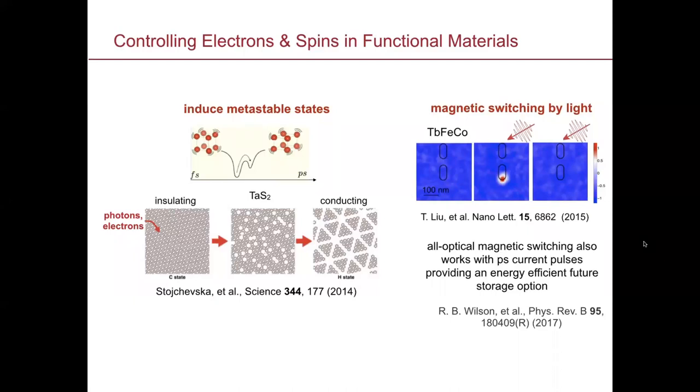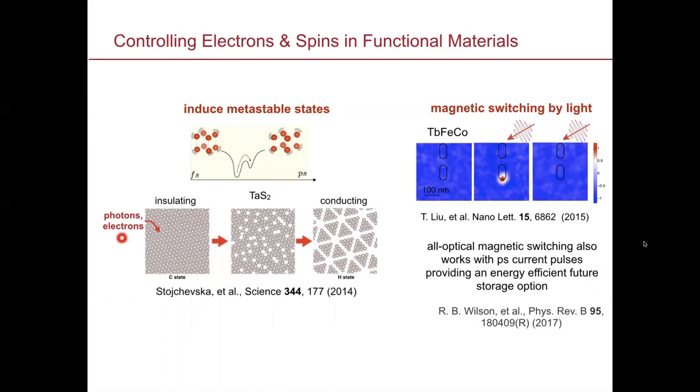Now, of course, in future applications, one doesn't want to do this with light, but there are developments now also that this switching can be done with electronic pulses. So these are very interesting experiments, and they do keep applications in mind. But of course, the switching mechanism still needs a lot of exploration, and even more so in this case, where one wants to switch with lasers to a metallic state and also go back.